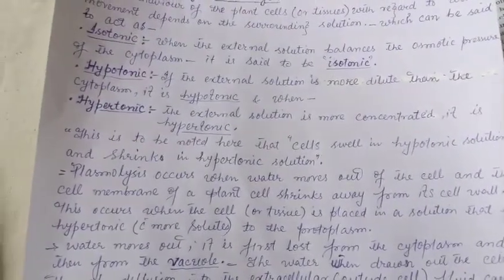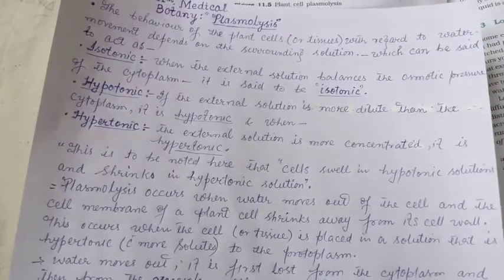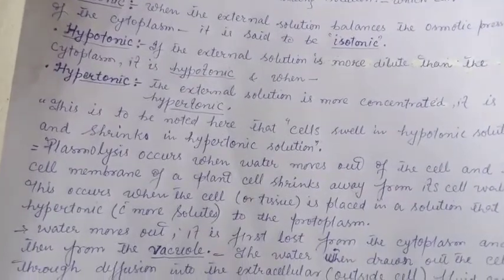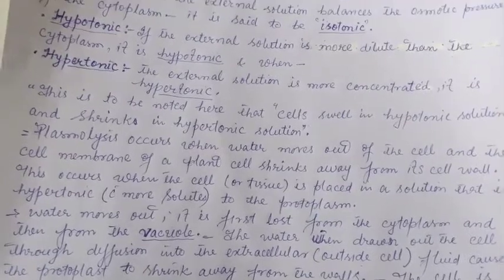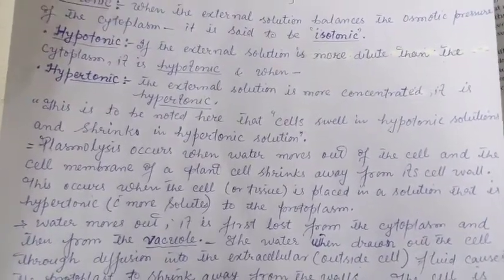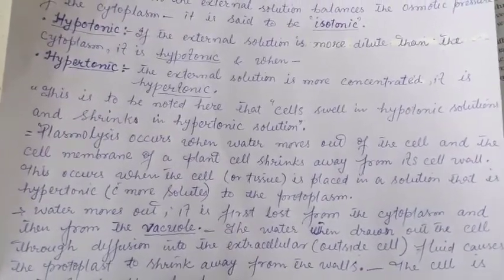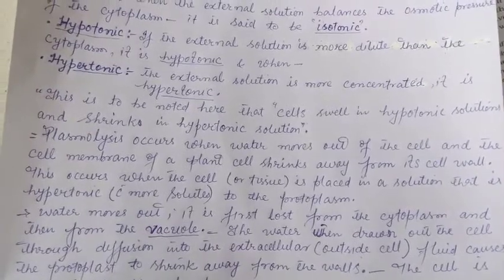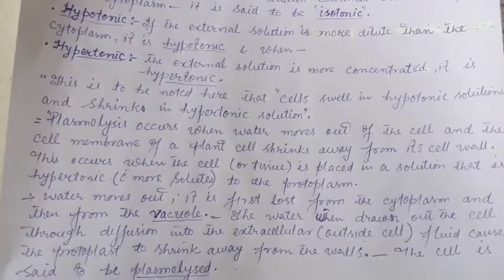When water is lost from the cell and the cell membrane shrinks away from its cell wall, the cell is said to be plasmolysed, and this is called plasmolysis. And this occurs when the cell or the tissue is placed in a solution that is hypertonic, with more solute than the protoplasm, and water moves out. It is first lost from the cytoplasm and then from the vacuole.